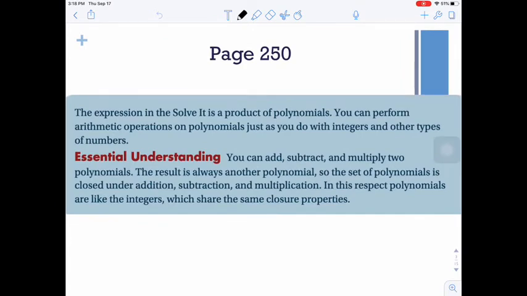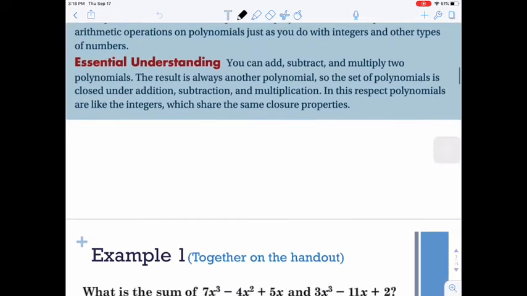You can perform arithmetic operations on polynomials just as you do with integers and other types of numbers. You can add, subtract, and multiply two polynomials. The result is always another polynomial. So the set of polynomials is closed under addition, subtraction, and multiplication. In this respect, polynomials are like integers, which share the same closure properties.